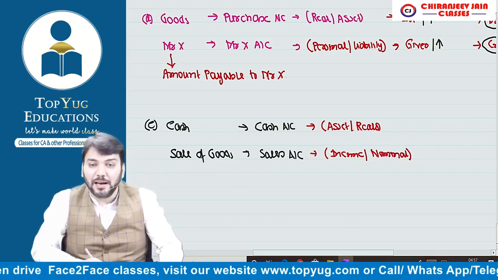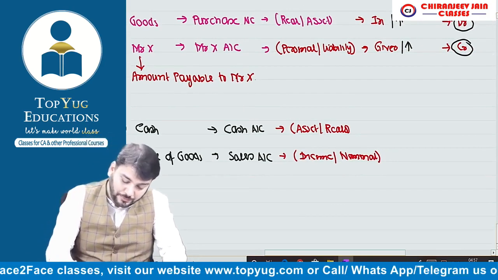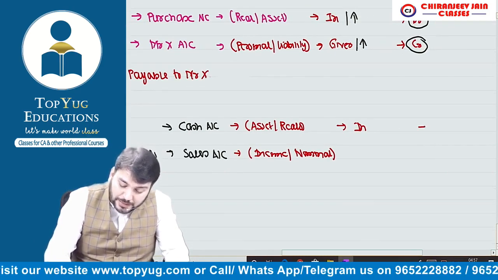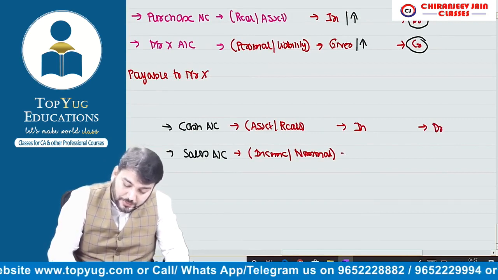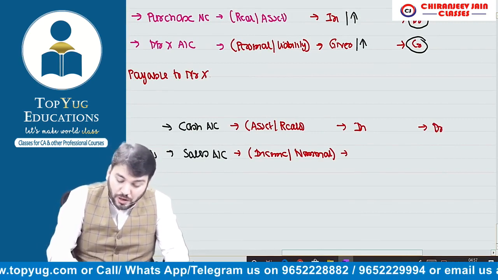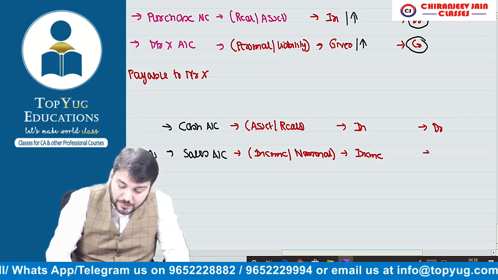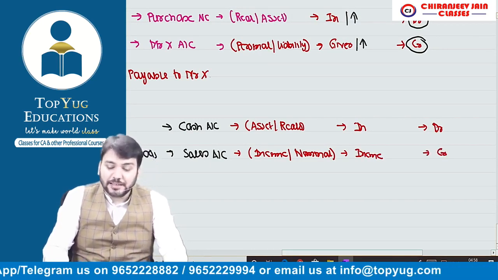Nominal account. Income is a nominal account. Correct? So the cash is coming in. Cash is coming in, therefore debited. And in the nominal account, all incomes are credited.